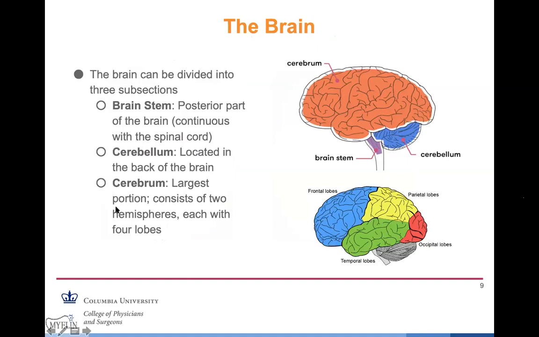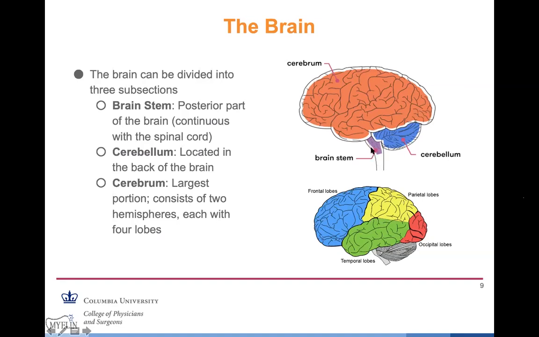So the brain, as I mentioned, can be divided into the cerebrum, where the hemispheres of the brain are. It consists of two hemispheres, the left hemisphere and the right hemisphere, and each of these hemispheres contains 4 lobes: the frontal lobe, the temporal lobe, the parietal lobe, and the occipital lobe. The stalk that's holding the hemispheres up is called the brainstem.